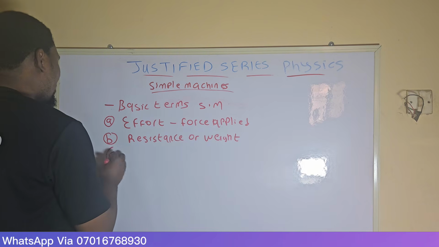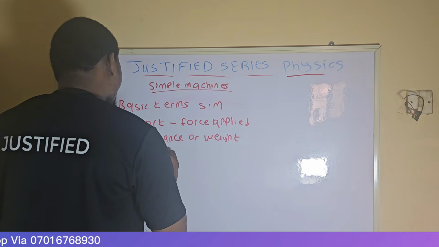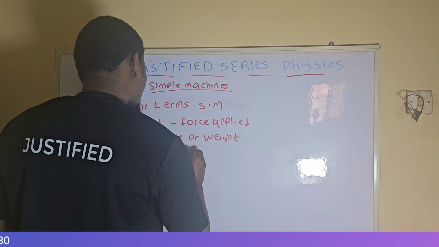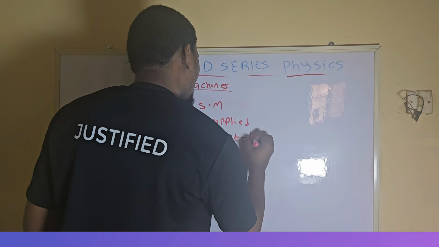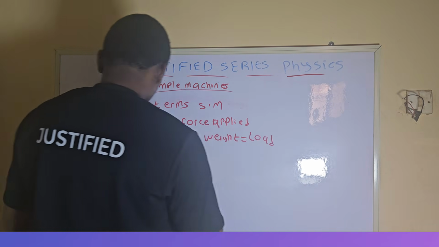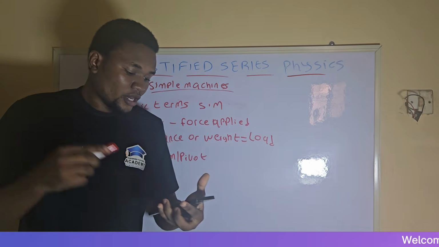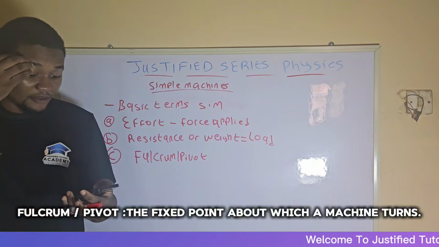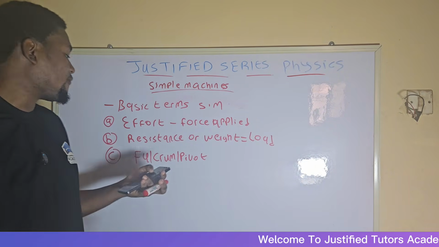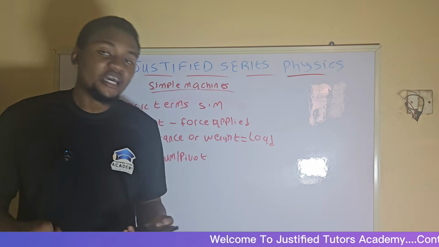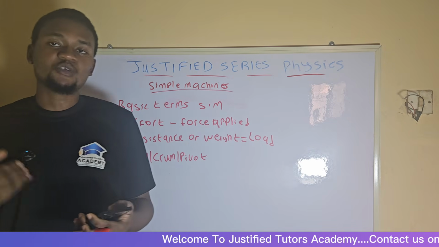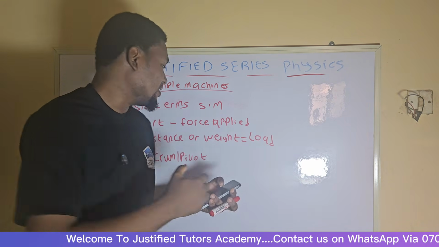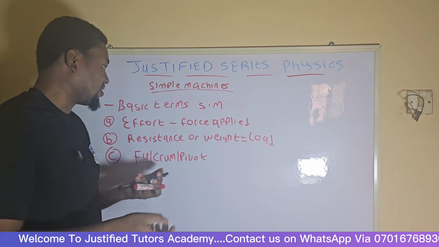We also have more basic terms. We have the fulcrum, also called the pivot point. The fulcrum or pivot point is a fixed point about which a machine turns. That is the definition for fulcrum. Then the other one is the distance moved by the effort, which is how far the effort moves. The other one is the distance moved by the load, which is how far the load moves. Those are the five basic terms of simple machines.